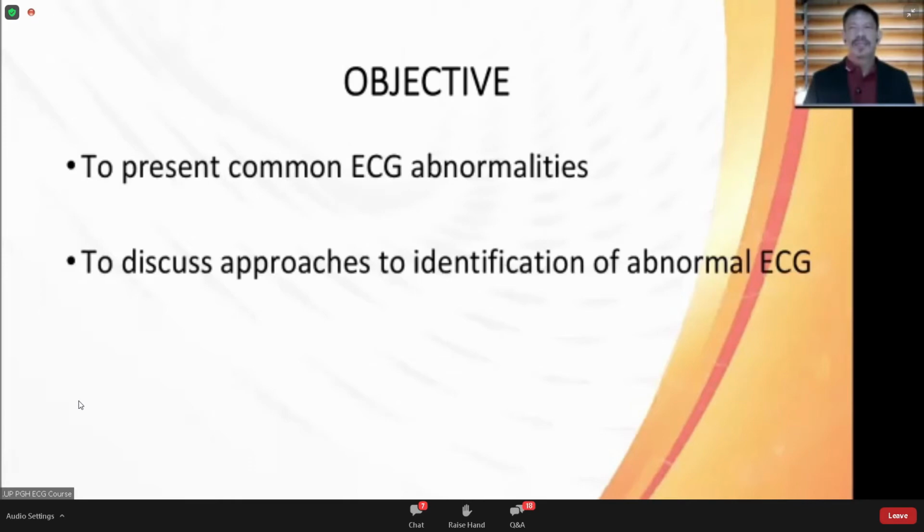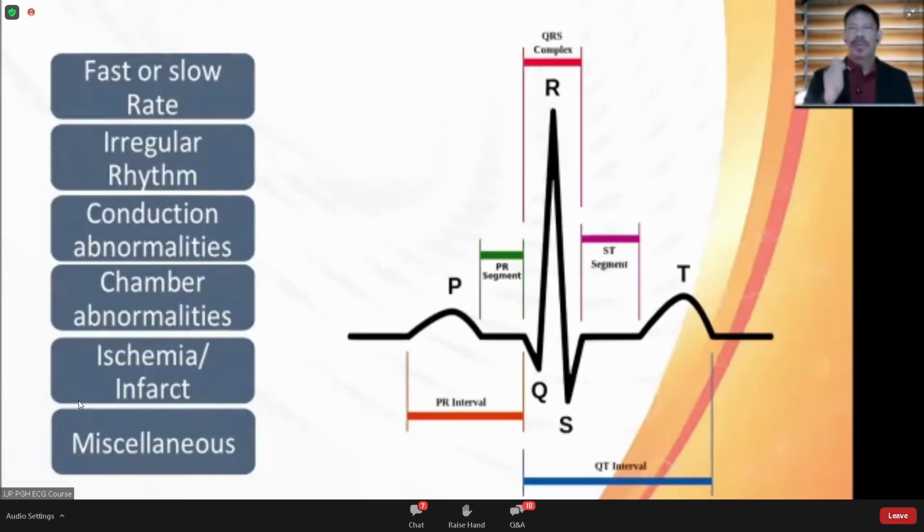They will be tackled by the focus lectures on the specific topics. We will follow this approach starting with the rate, since it's easier to notice, the rhythm, then identify conduction problems, chamber abnormalities, then ischemia and infarction, focusing on the ECG waves, segments, and complex, examining morphology, duration, and their relationships. Remembering the normal ECG complex and what it represents helps a lot in recognizing the abnormalities.